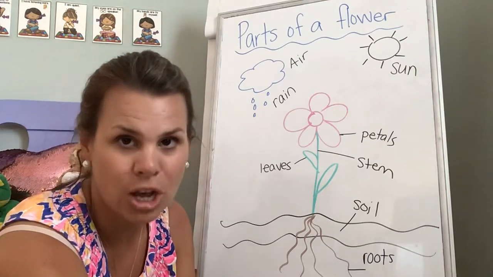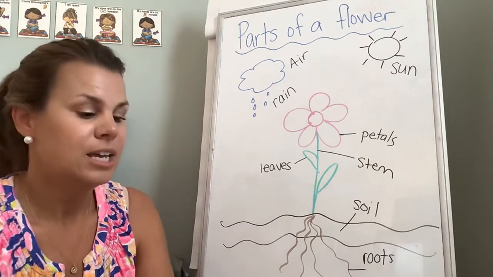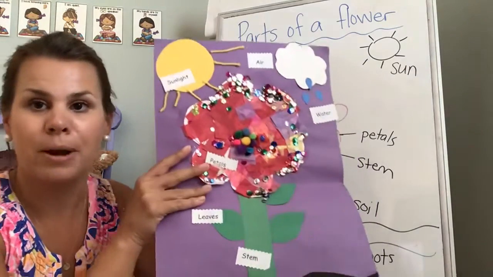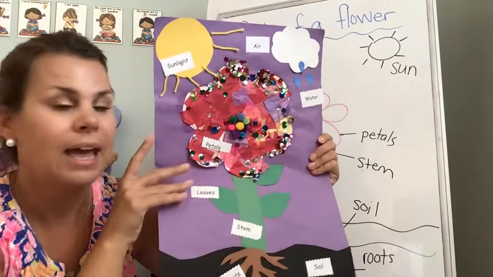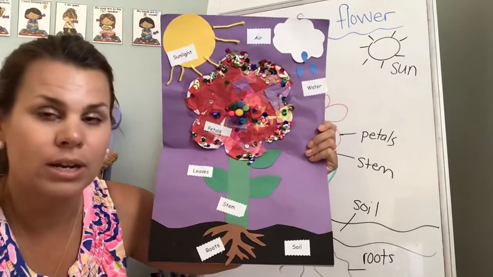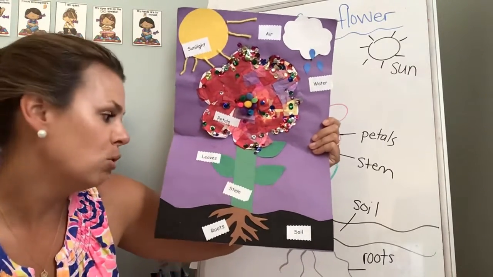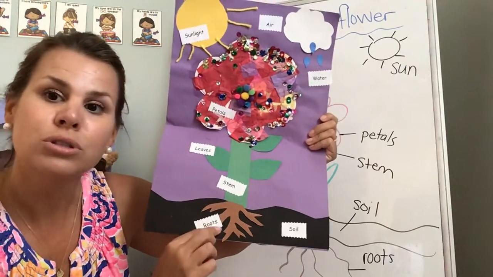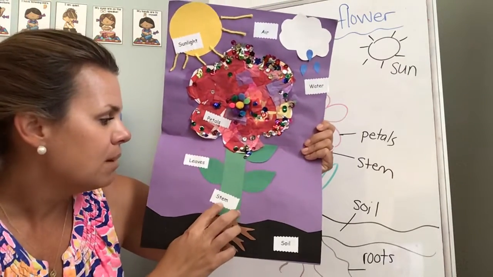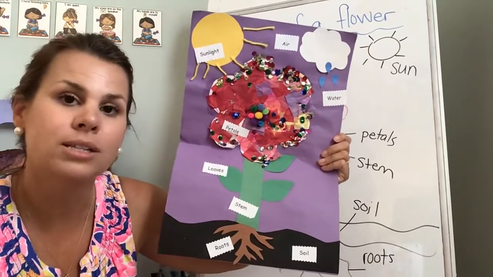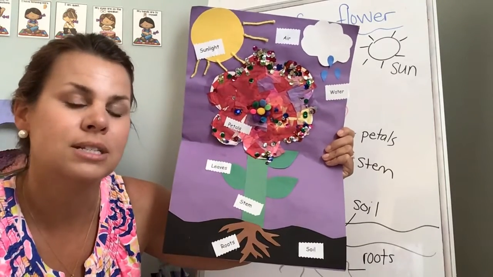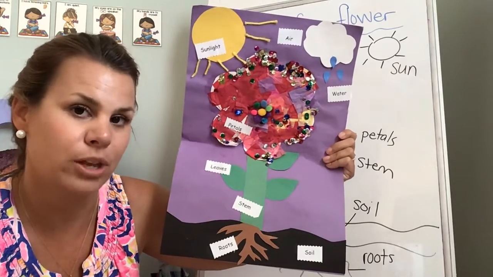But your job for this lesson is to make a flower out of materials that you find at home, and you're going to label it. We're going to tell you the words that we want you to label. We want you to label the roots, the stem, the leaves, and the petals. Okay, those are the parts of the flower that we want you to label on the flower that you make.